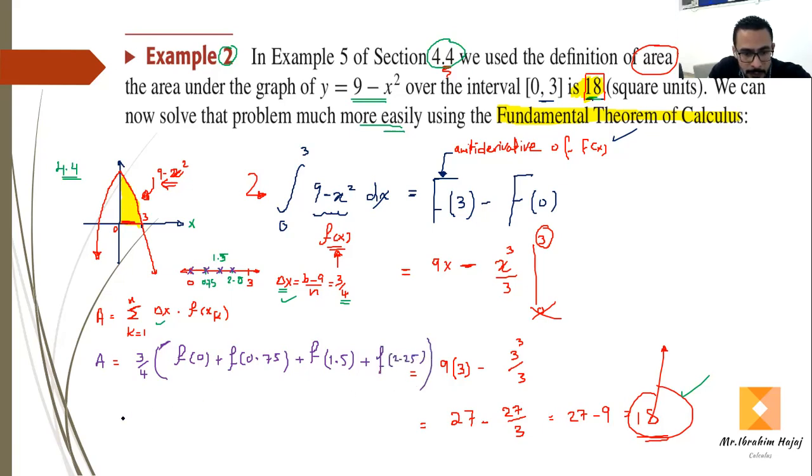And then calculate all this in your calculator. 3 over 4, f of 0, what is the function? The function itself is 9 minus x squared, so it's 9. Okay, 9, right. Sorry. Okay, let's go. 0.75 squared, so do it on the calculator: 9 minus 0.75 times 0.75.